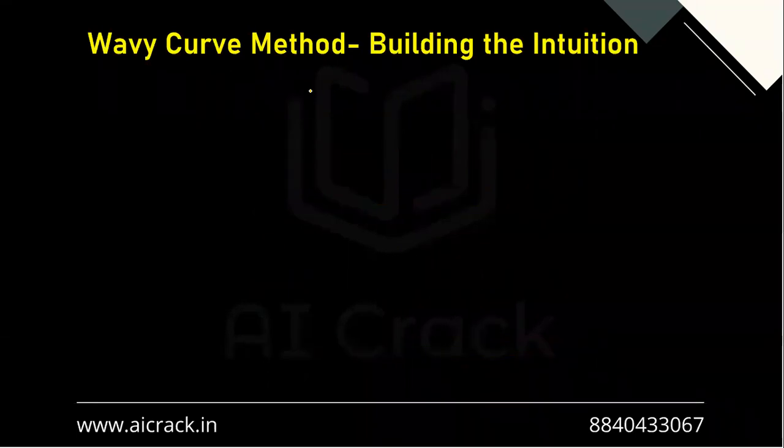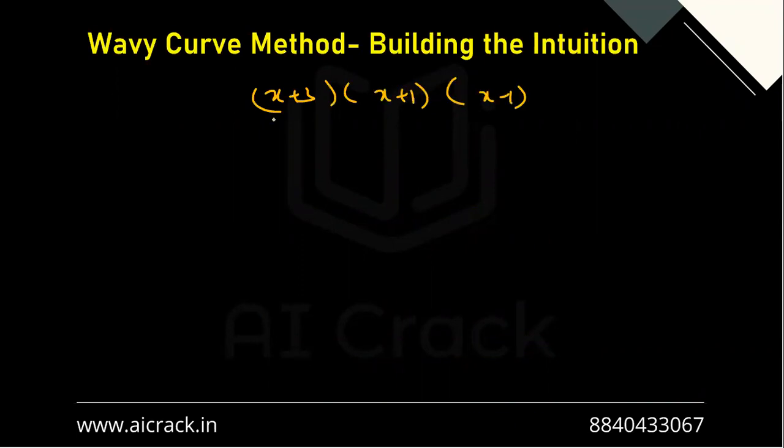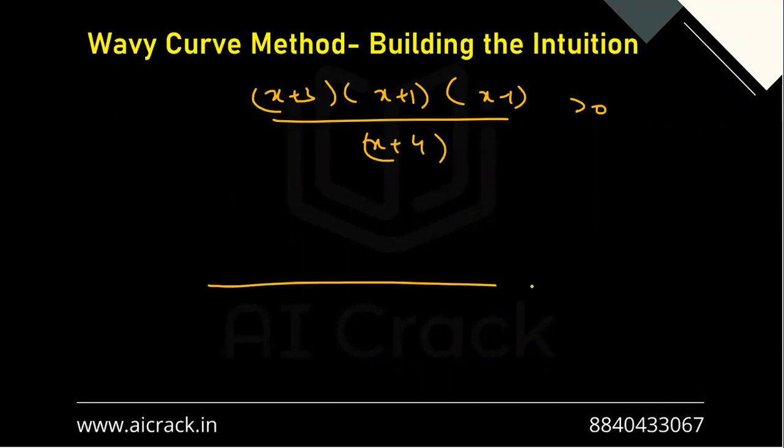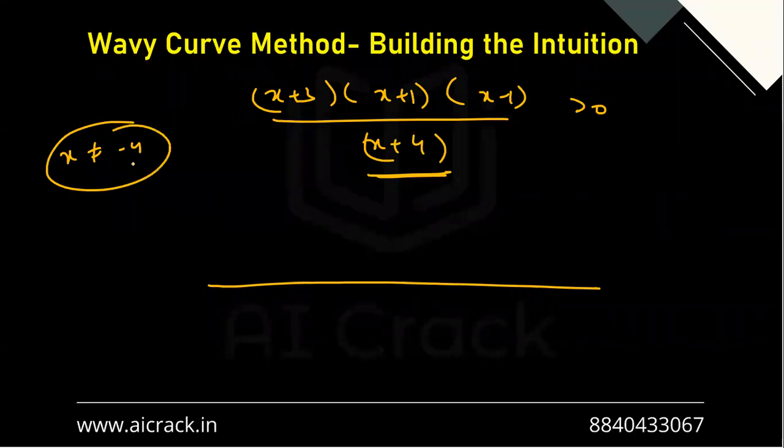Now let's look at the last example. Let's say we have (x + 3)(x + 1)(x - 1) divided by (x + 4). Now we got one denominator. Now this cannot be 0. So we'll always have to exclude x cannot be 4, sorry, minus 4. We'll always have to exclude minus 4 from any kind of equation we got, any kind of result we get. We'll have to exclude x equals minus 4.